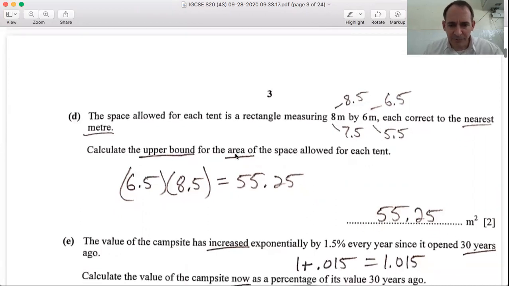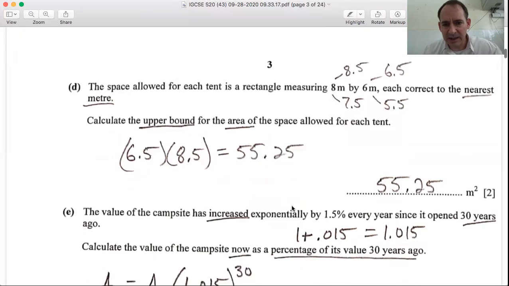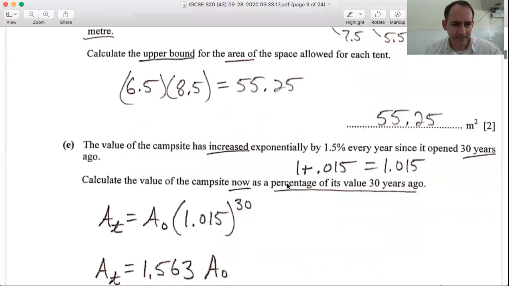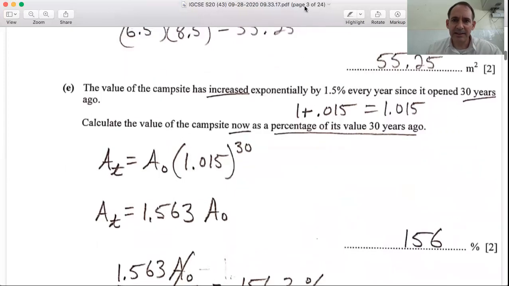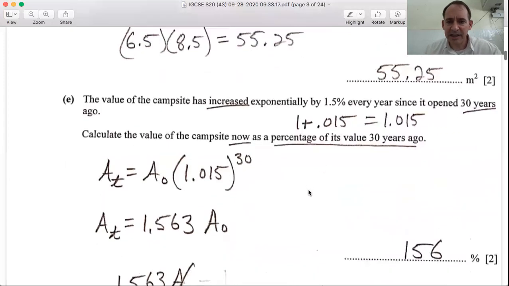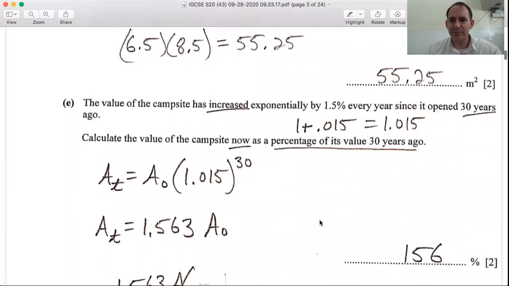Calculate the upper bound for the area. So area is length times width. And so since it wants the upper bound, we will take the upper values. So 6.5 times 8.5, which gives us 55.25 meters square.